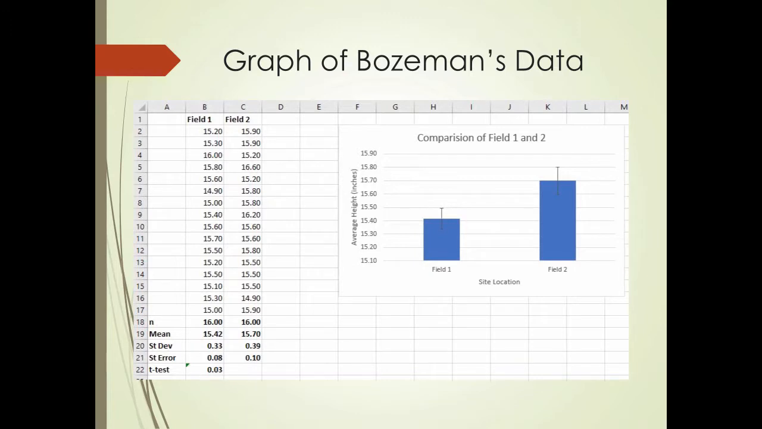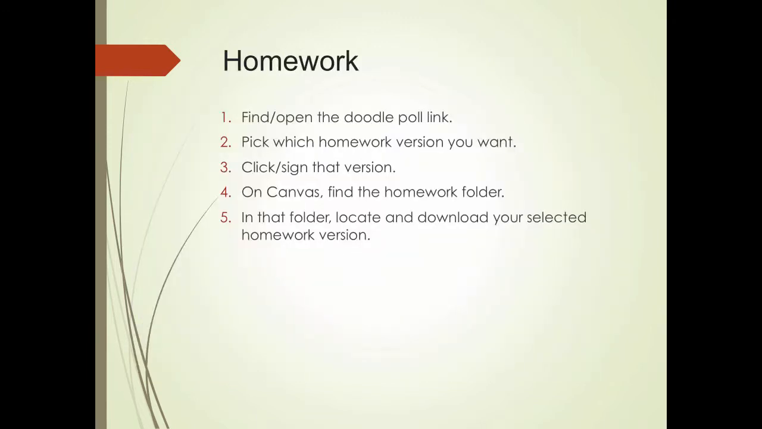Now that you have an understanding of the scientific method, and you know how to use Excel to find out if there's a statistical difference between two means, we have a homework assignment for you. A doodle poll link should have been emailed to you and/or is located on Canvas. Find and open this link. Pick which homework version you want. Click and sign on that version. Then return to Canvas. Find the homework folder and in that folder, locate and download your selected homework version.